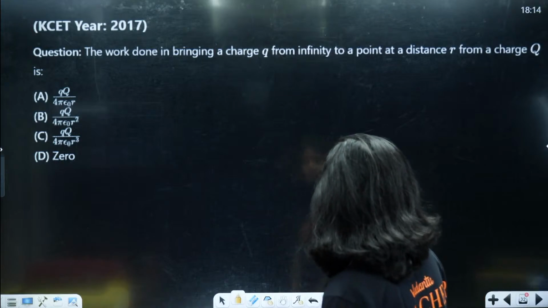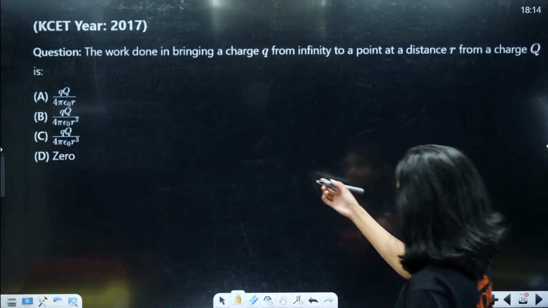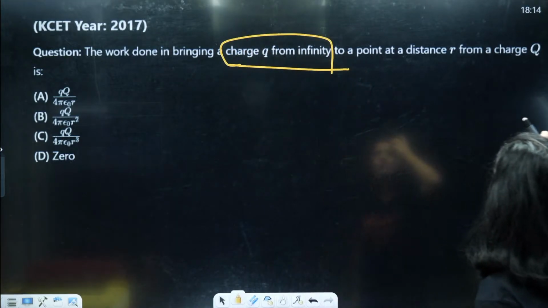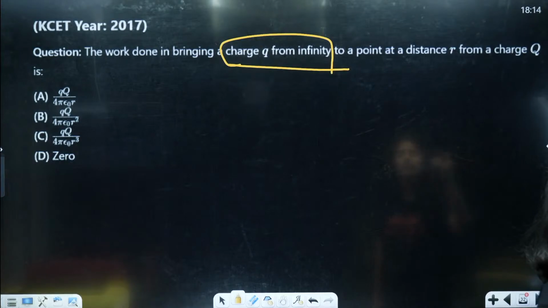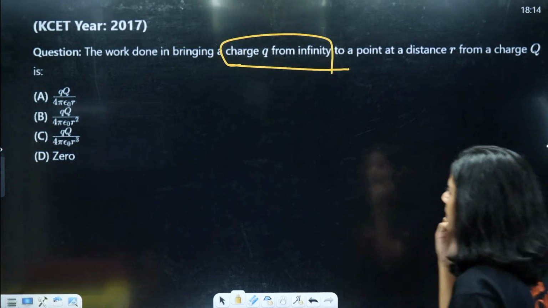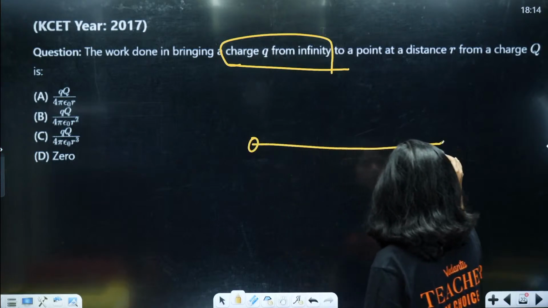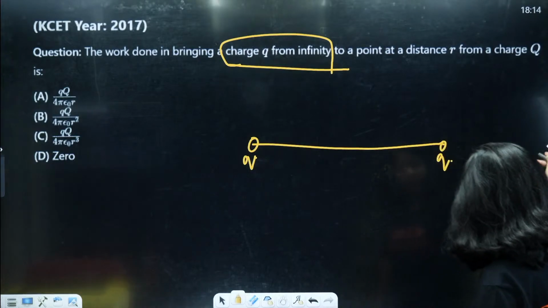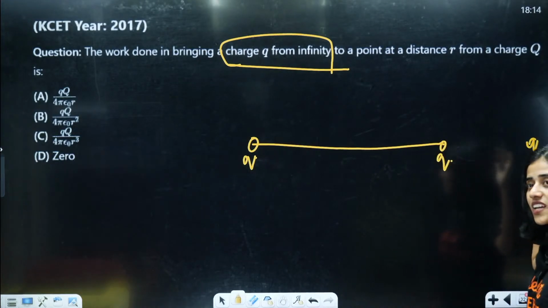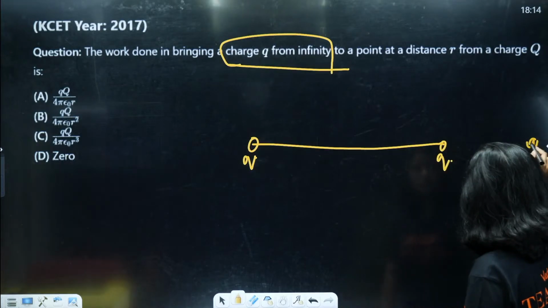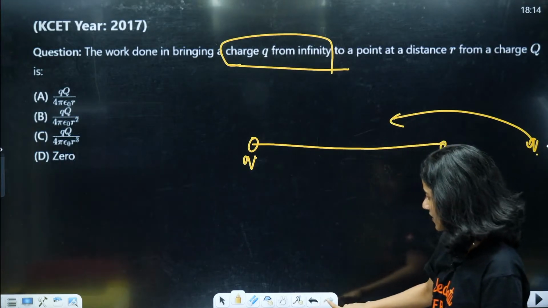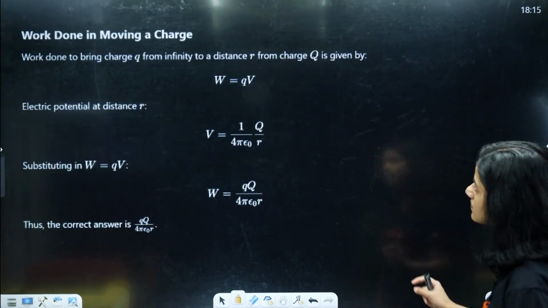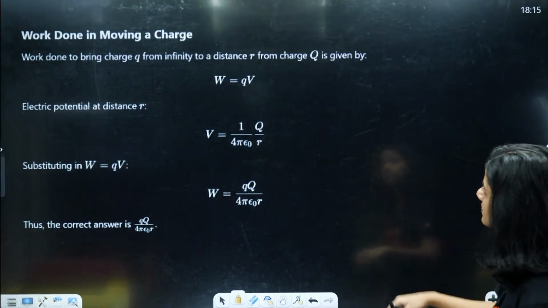The work done in bringing a charge from infinity to a point at a distance r from a charge q. So let's say there are two charges. You are bringing another charge from infinity, which is far away. You are bringing that here. So let's see what happens.